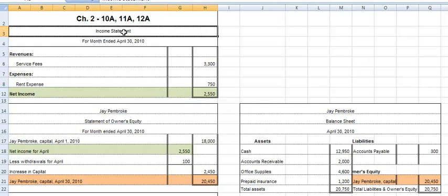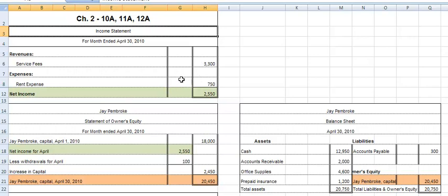So the income statement is going to state what our income is, whether we've made money or whether we've lost money. So in this situation, our revenue account was our service fees. Based on 9A, we earned $3,300 in revenue, or we provided $3,300 worth of service. The expenses, we only had one expense, and it was $750, so that goes here.